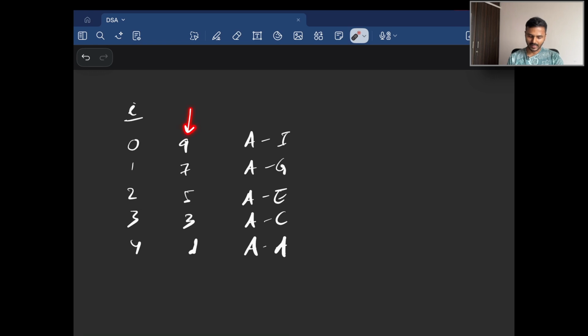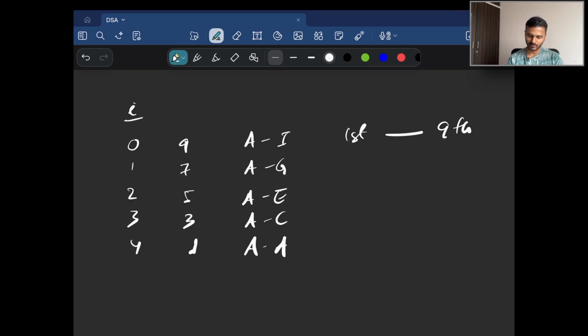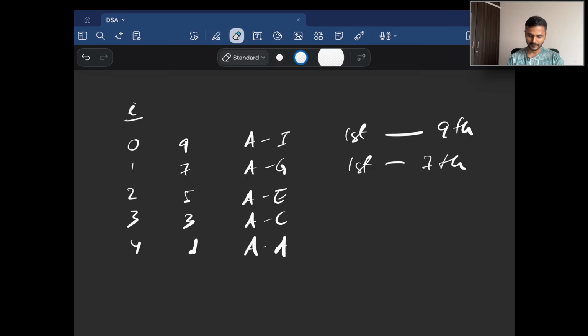Now we need to iterate 9 times to print from A to I, right? Which is the first letter of the English alphabet all the way up to the ninth letter. Similarly, we need to iterate 7 times to print from A to G, which is again the first letter all the way up to the seventh letter, right?